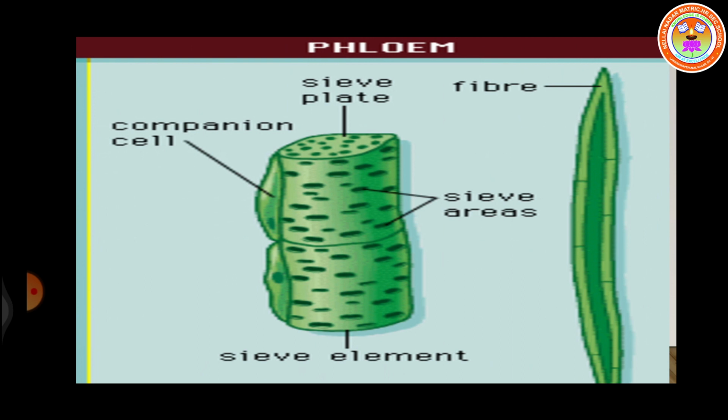You got it? These plants have well-developed conducting tissues. The conducting tissues are xylem and phloem. The xylem is made up of 4 components and phloem is made up of 4 components.